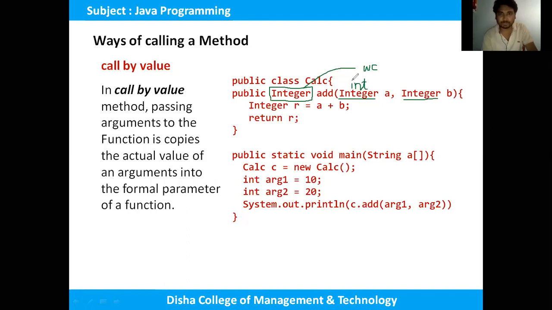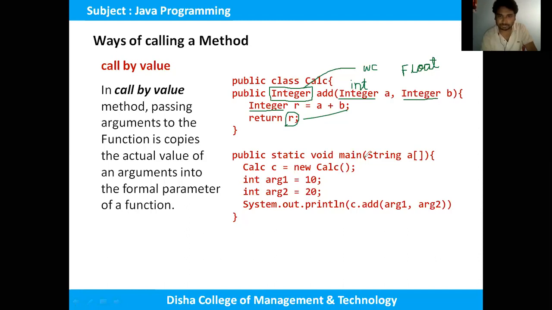If you are going to use the wrapper class of float, then it starts with a capital letter F, that is Float. If you are going to use the data type float, then you have to use a small f. This is also a wrapper class, that is Integer. Instead of the wrapper class, you can write int also. Then r equals a plus b, and it will return the value r, because r is of type Integer.